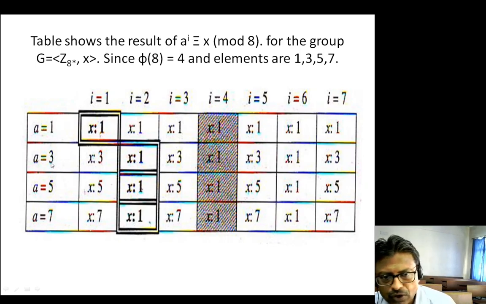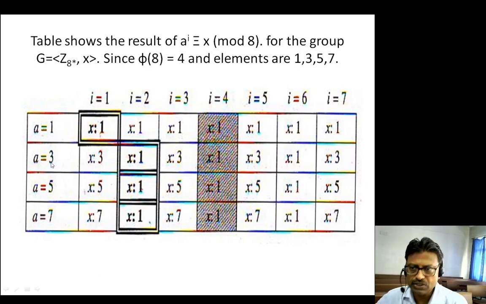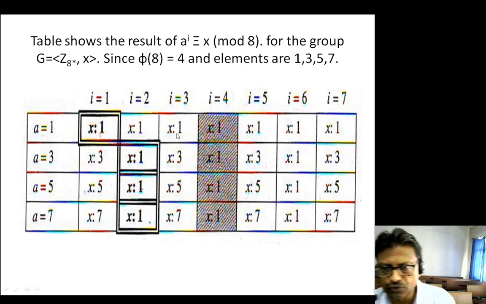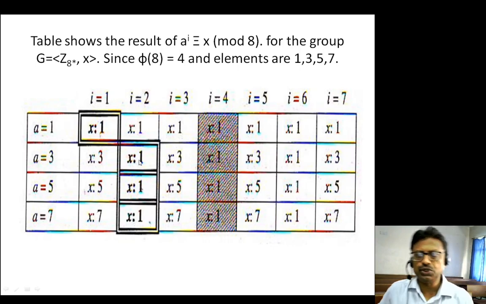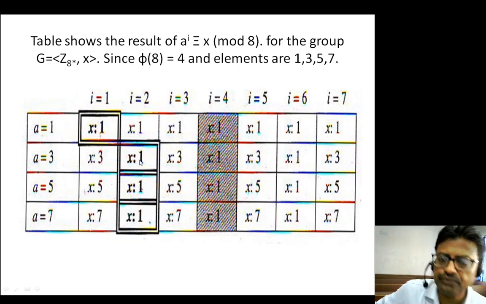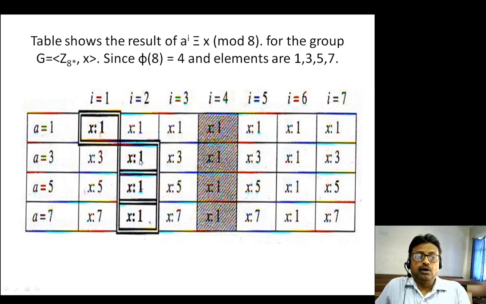Let us check the order of 3. What is the order of 3? 3 to the power 1 is equal to 3, so it does not satisfy the condition of order of element. 3 to the power 2 is equal to 9. 9 mod 8 is equal to 1, so x is equal to 1. So it satisfies the condition of order of the element. At 3 to the power 3, 27. 27 mod 8 will be 3. So i is equal to 3 and x will be 3.